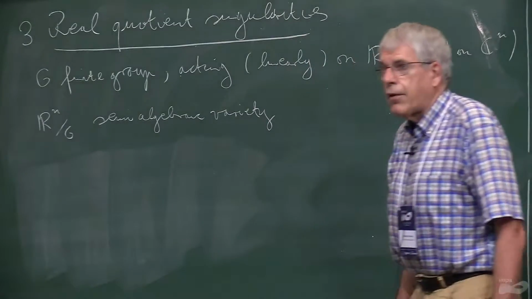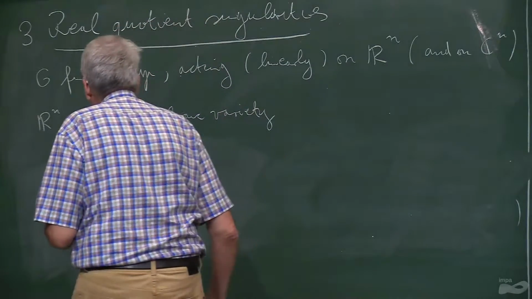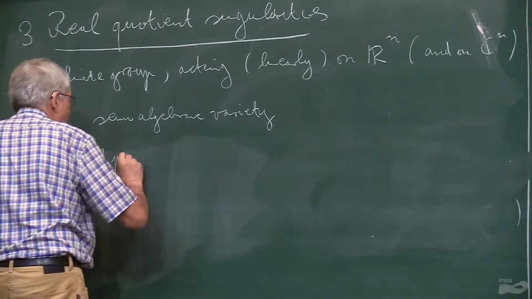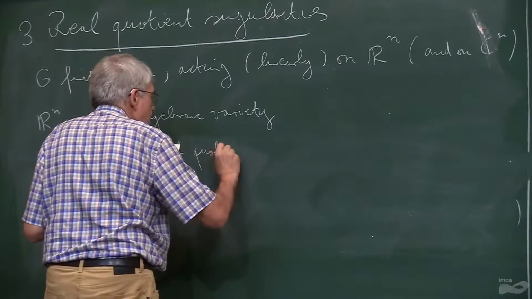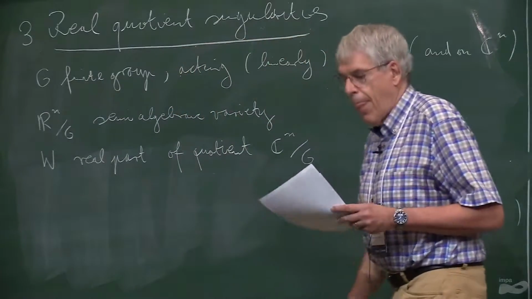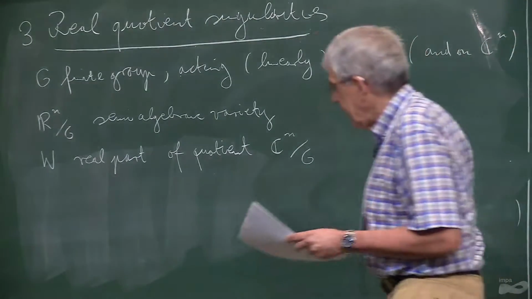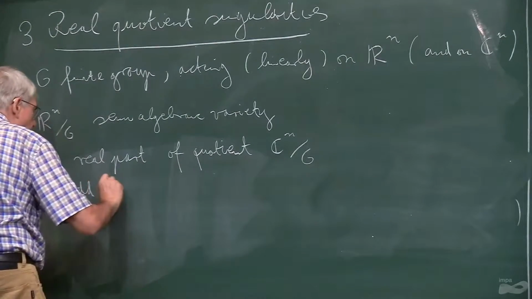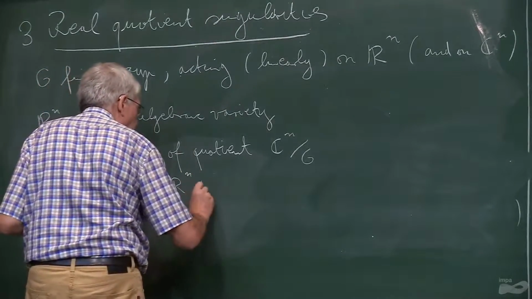But it is, as I told you, also necessary to look at the complex quotient. And so, in fact, we look at the real part, W, of the complex quotient, Cn modulo G. And so what does this real part look like? If the order of G is odd, then there's no difference. Then W is equal to Rn modulo G.